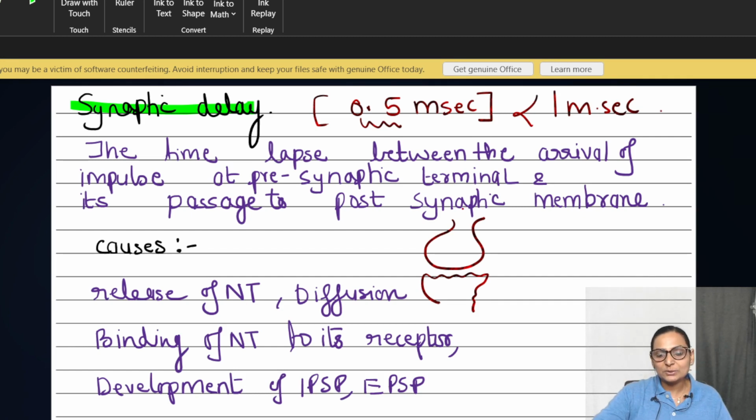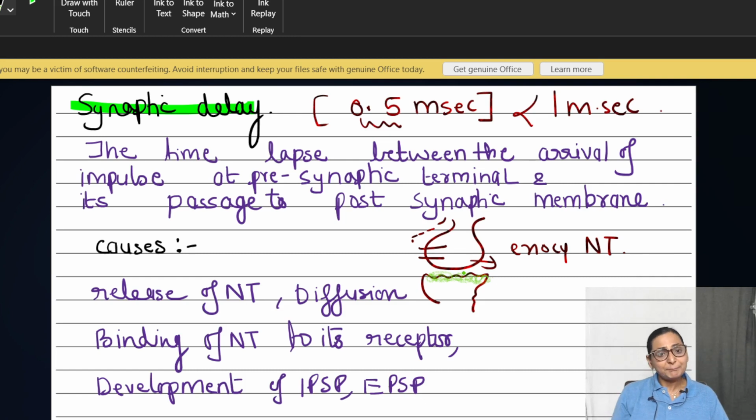The cause is that the action potential will travel. It will open the voltage gated calcium channels, which will result in the exocytosis of the neurotransmitter. It will then diffuse across the synaptic cleft. It will then bind to its receptors, which will be present on the postsynaptic membrane. Then it will either open the ion channels or it will use a G protein, and then it is going to create the local potential, that is IPSP, EPSP, and then the impulse or the action potential will travel. So this much time you will have to devote per synapse. So this is mandatory. There is going to be synaptic delay.